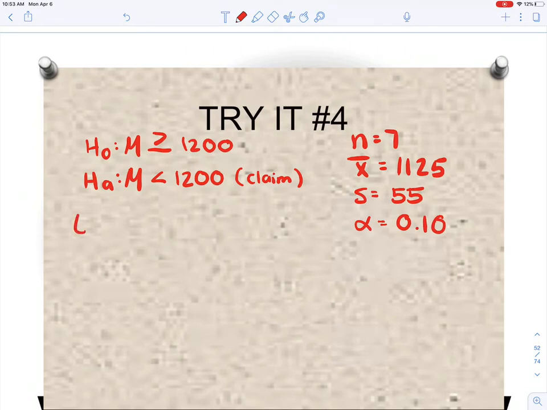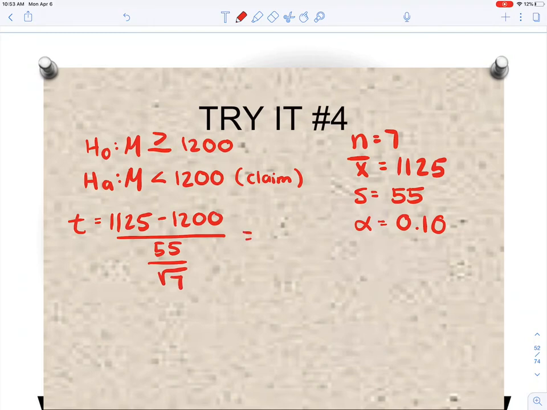Now I'm going to plug into my t equation. T is x bar minus my mean all over the standard deviation over the square root of n. So take a second and plug that into your calculator. Let's see what we get.